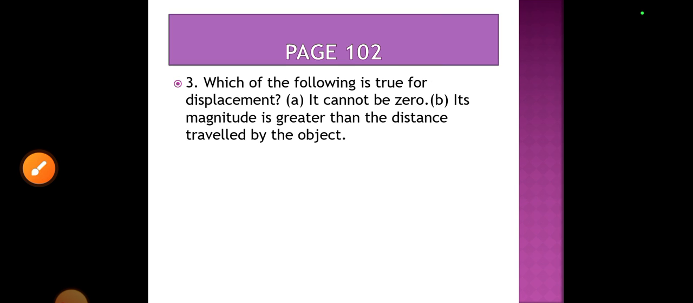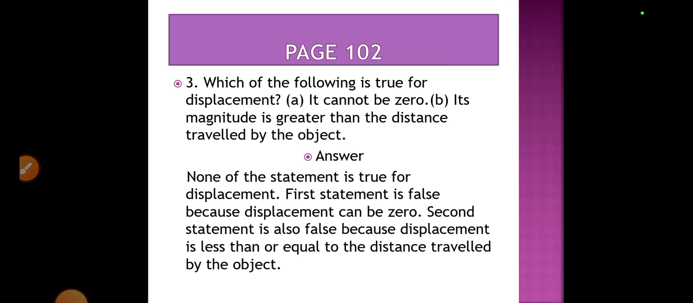Next question on page number 102. Which of the following is true for the displacement? A. It cannot be 0. B. Its magnitude is greater than the distance traveled by the object. So let's check the answer. See, none of the statements is true for the displacement. Why? Because a displacement can be 0.